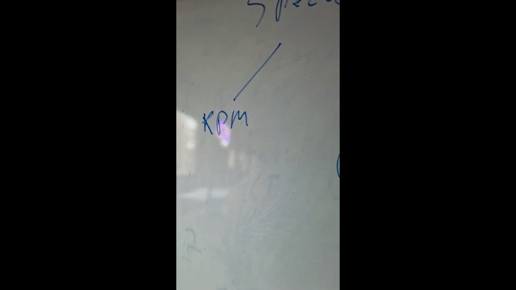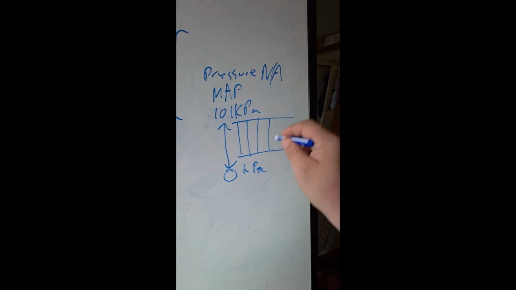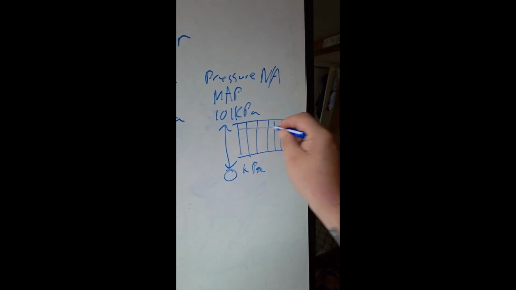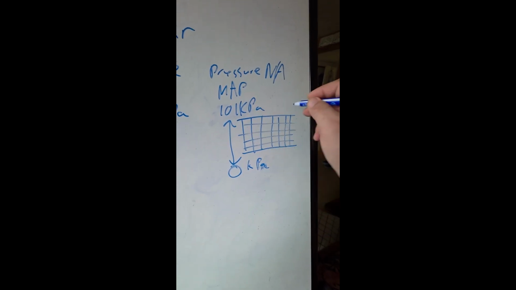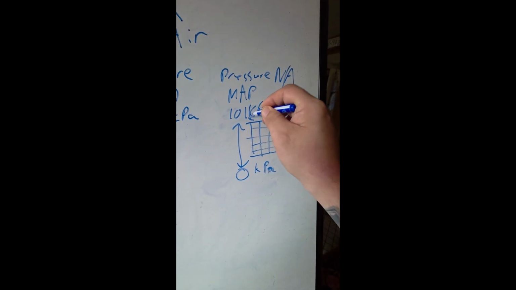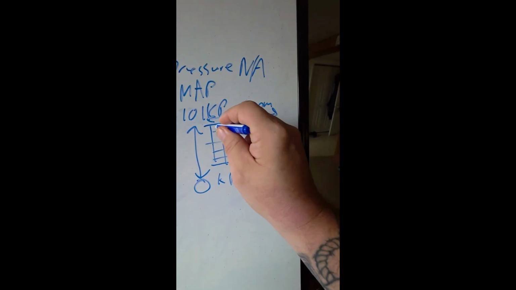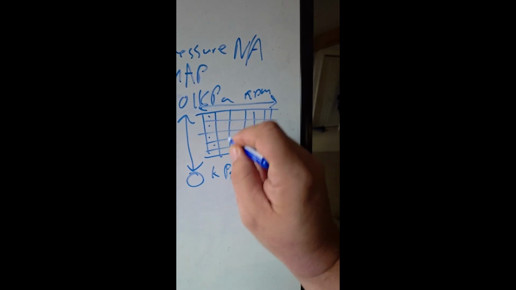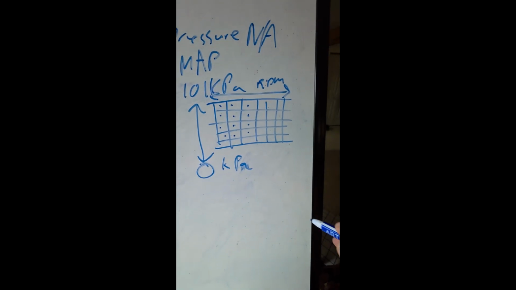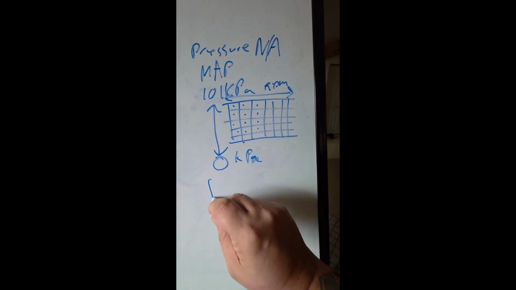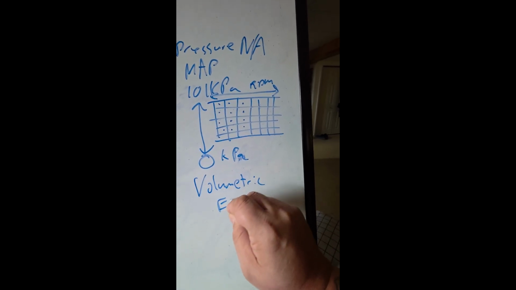And if I go back up here to RPM, I can start creating a grid where for all the pressures and all the various RPMs, I have cells. And in each one of these cells, I know what is referred to as the volumetric efficiency.